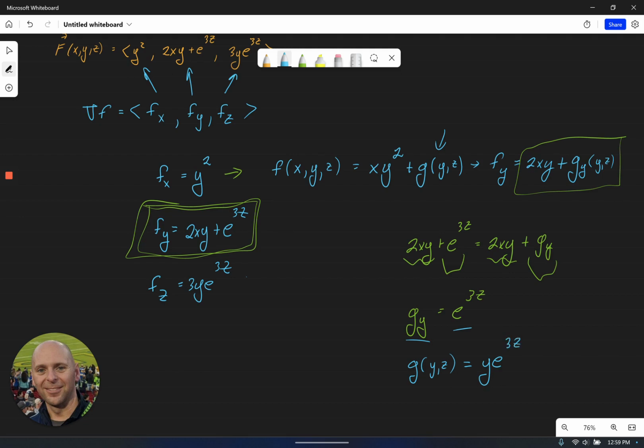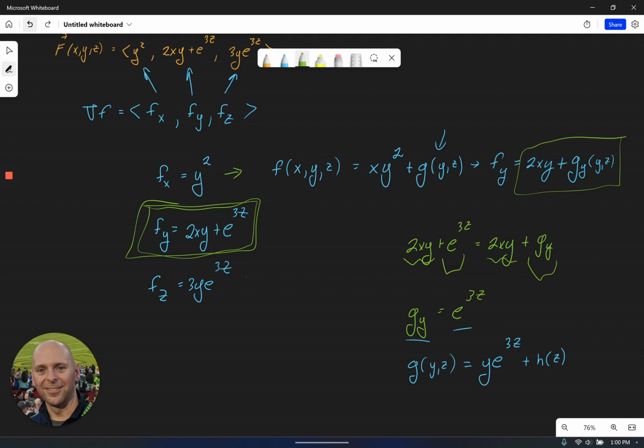But of course, that's not the entire story either, because we took the partial of this function g with respect to y. There could be an additional component there. Normally it's a plus constant, but in this case, it could again be an entire function of z. So we have to account for that. Again, the partial here with respect to y does in fact get us back to that e to the 3z. So making sure that we account for those additional components correctly.